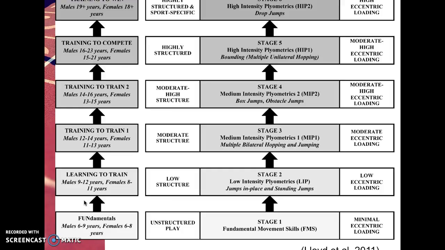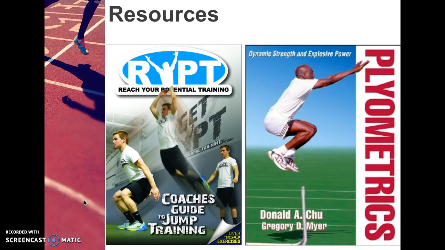Move up to stage 3, medium intensity: multiple bilateral hopping and jumping. Stage 4, medium intensity: box jumps, obstacle jumps, so hurdles. Stage 5, bounding. We're getting height and linear horizontal movement as well. And then obviously the last stage is drop jumps, and that's for elite athletes, 19 plus for males, 18 plus for females.